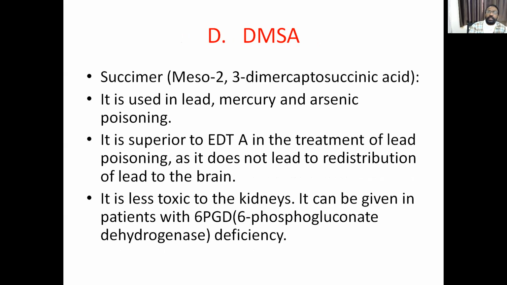Another chelating agent is DMSA, that means succimer, meso 2,3-dimercaptosuccinic acid. It is used in lead, mercury and arsenic poisoning. It is superior to EDTA in the treatment of lead poisoning, as it does not lead to redistribution of the lead to the brain. It is less toxic to the kidneys. It can be given in patients with G6PD deficiency.